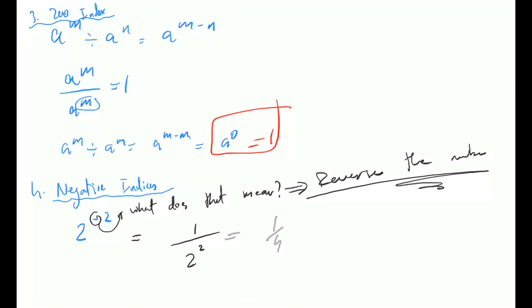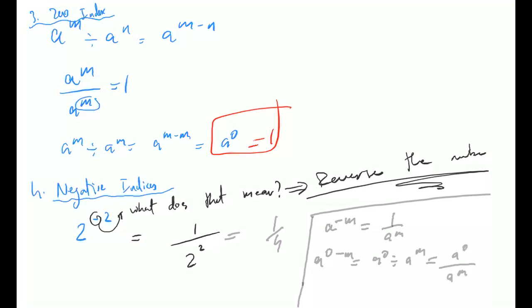So let's take another example. If you want to prove it, let's prove it here quickly. We can say that a power negative m is equal to 1 over a power m. We want to prove that, right? So let's say that a power 0 minus m is equal to a power 0 divided by a power m, right? So a power 0 divided by a power m, a power 0 equals 1, over a power m.